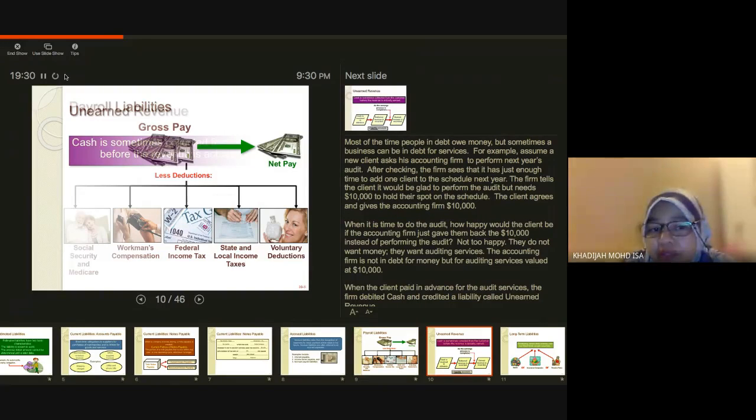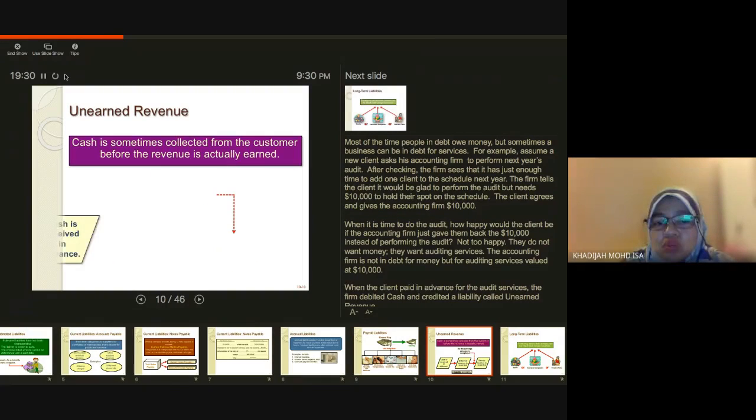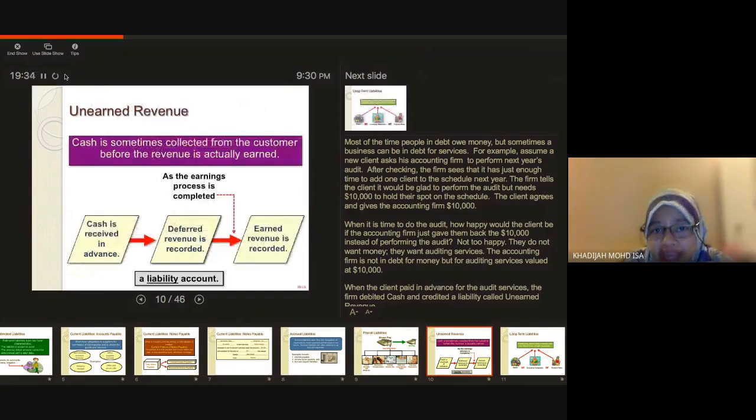Unearned revenue is very important, because when you receive cash from your customer before you actually earn the revenue, for example, if you're talking about services, you receive cash in advance but you have not performed the services. Let's say a tailor, those who make clothing. The customer pays RM100 in advance, but the baju is not yet ready. So they pay you in advance.